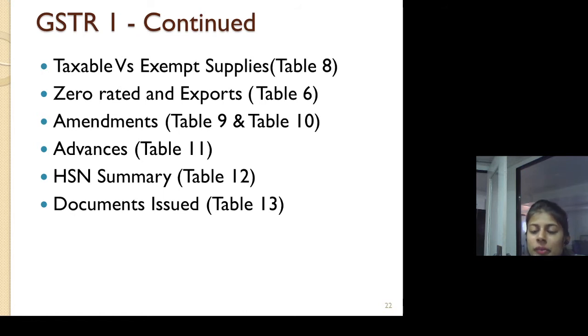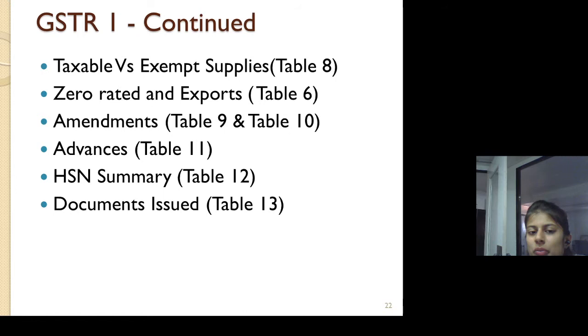HSN is a code for specified goods and services. For each HSN, how much goods sale you are making is to be declared in table 12. However, these details are not mandatory for everyone. Everybody is required according to their turnover: 2 digits, 4 digits, 6 digits, etc. That is compulsory according to the turnover limits.